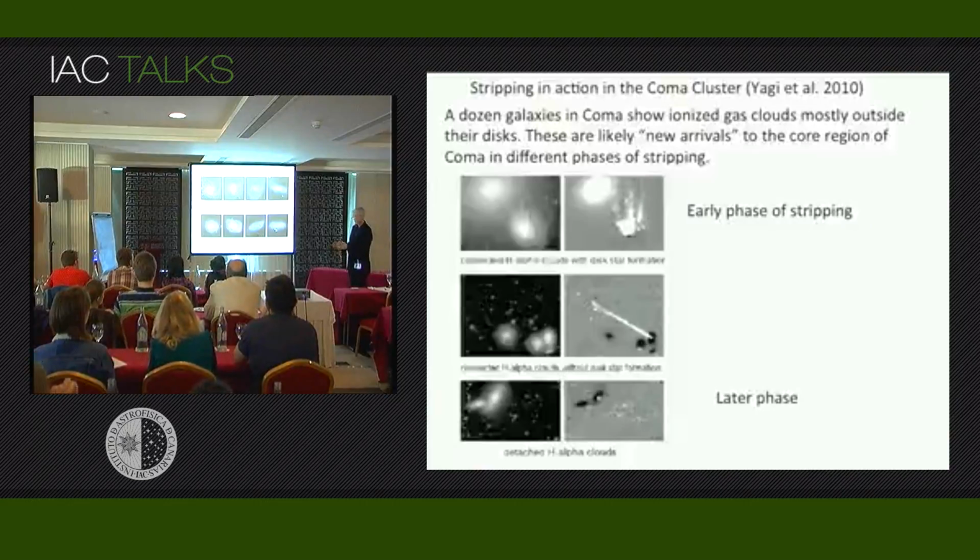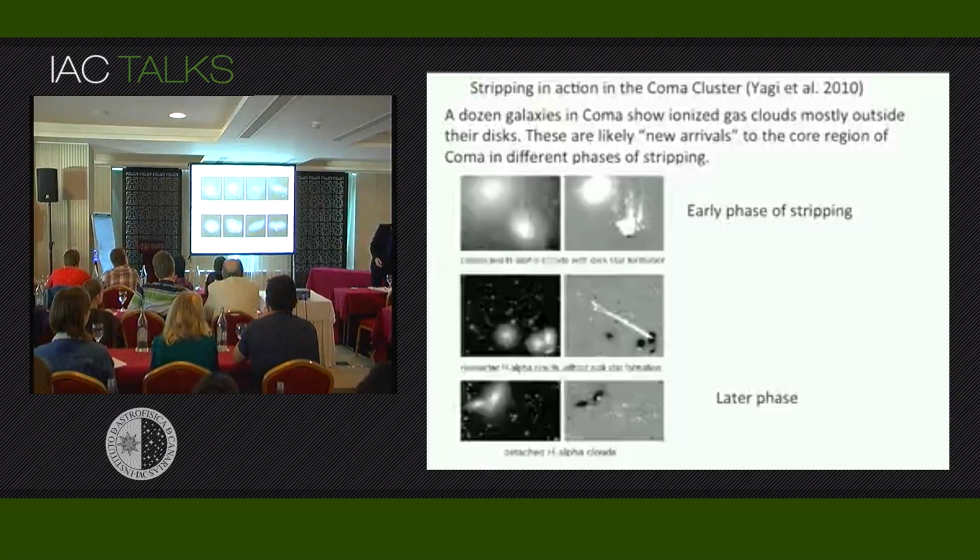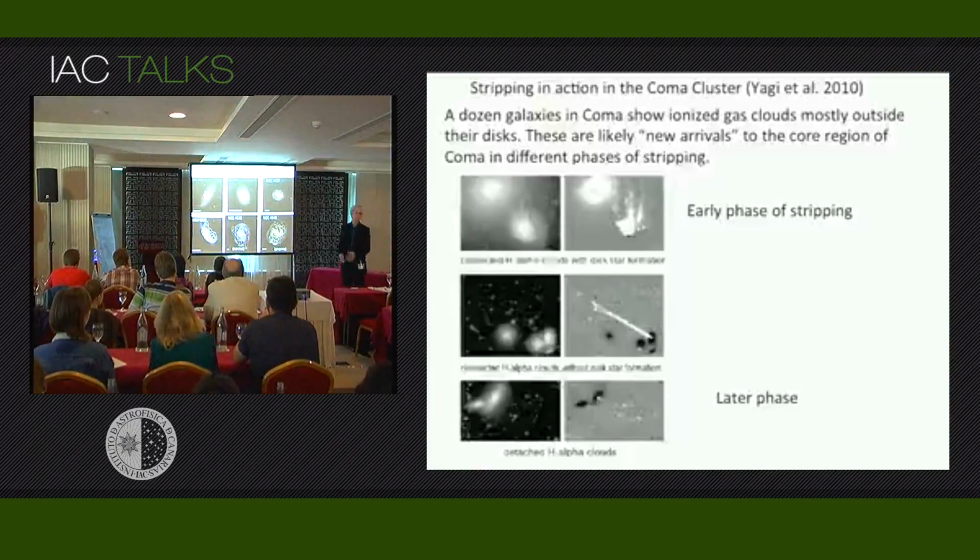The upper panels show a galaxy that has disk H-alpha, and it looks like it's losing some H-alpha in these connected clouds. And the authors believe this is an early phase of stripping, and all these galaxies are probably new arrivals going into the core of the Coma cluster. And then after this early phase, the disk becomes more empty of H-alpha emission, and the clouds are strung out together on a line as they're being drawn further out.